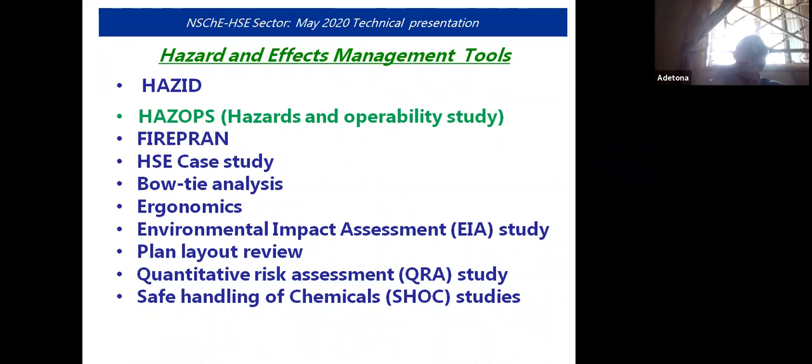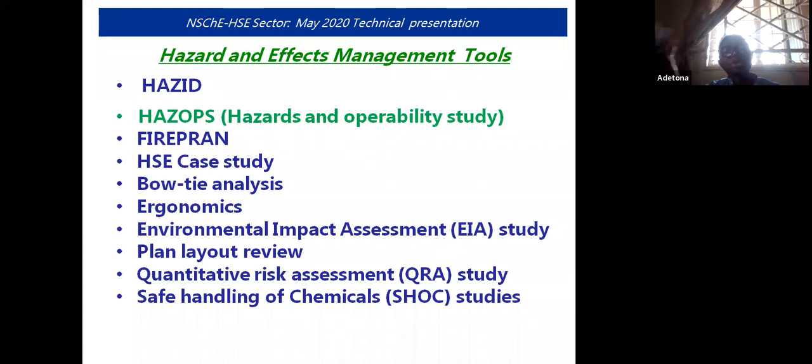equipment, so that you don't put a valve too high or too low that forces the operator to have to bend or walk underground, or walk on unnecessarily tall ladders. That is the work of ergonomics. Environmental impact assessment has to do with, we already covered that in the previous session, so I won't go into that.